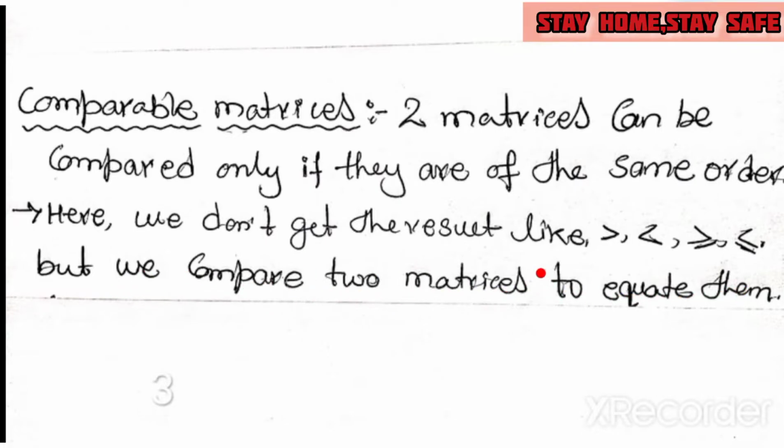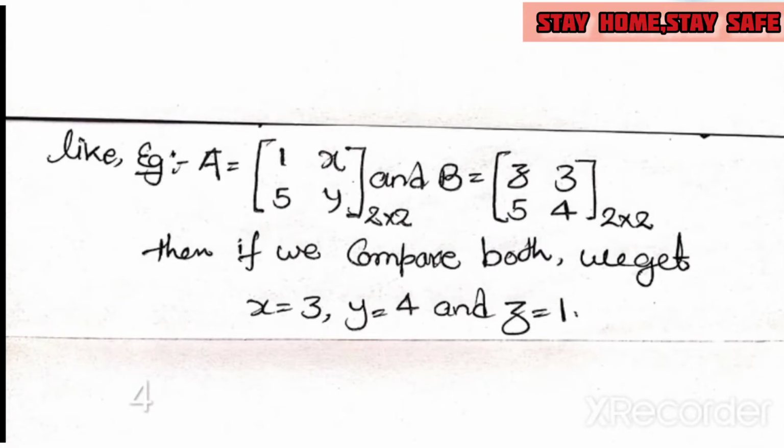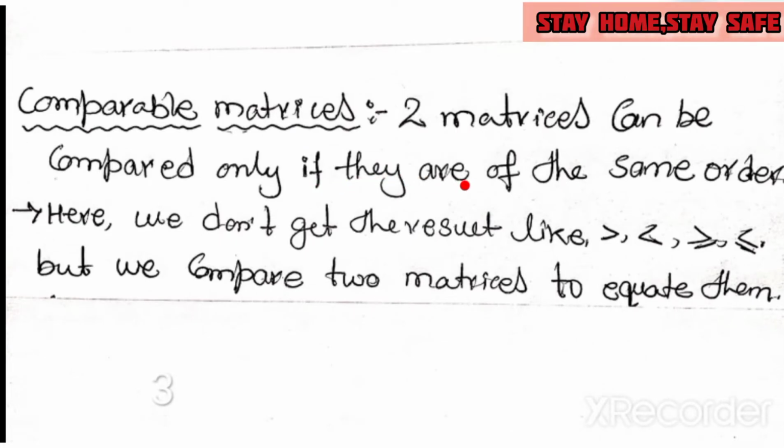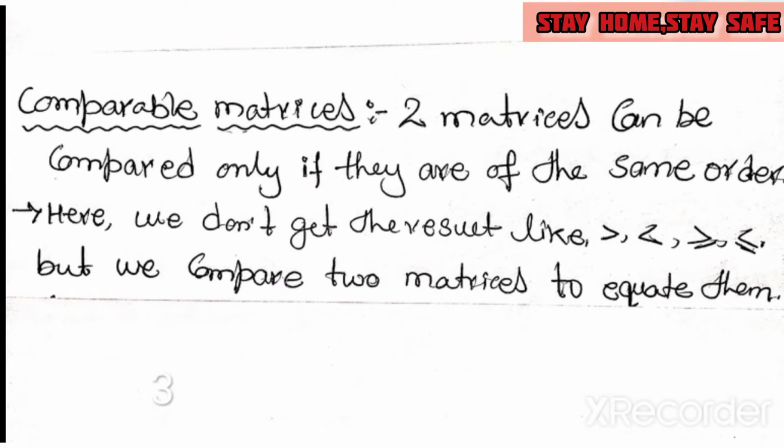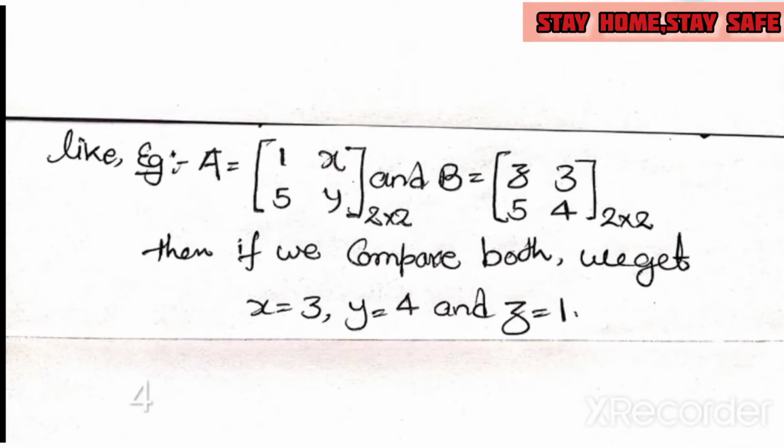We just compare the two matrices to equate them and get the values of x and y. We can get a clear picture by seeing this example. In matrix A we have 1, x, 5 and y, and in matrix B we have z, 3, 5 and 4. Mind you, my friends, the first condition is that they should be of the same order. Here matrix A has the order of 2 by 2 and matrix B has the order of 2 by 2, so it satisfies the first condition. Next in the line we compare both. Why do we compare both?